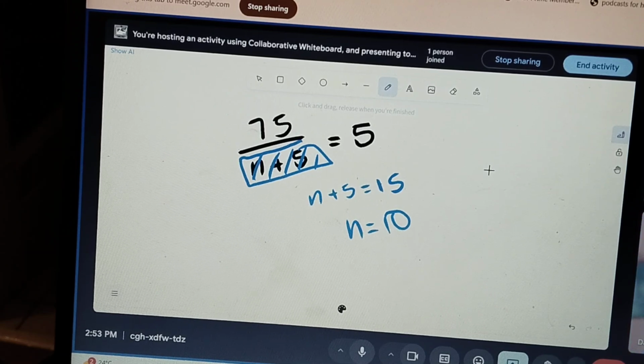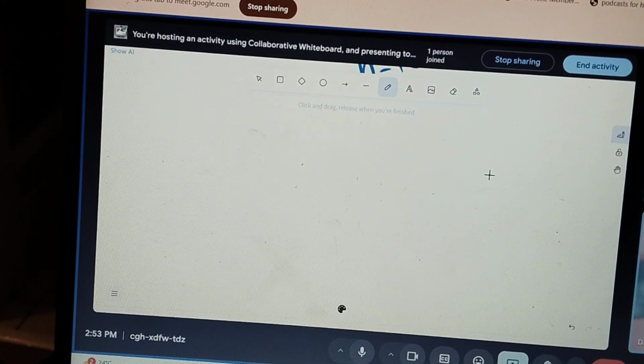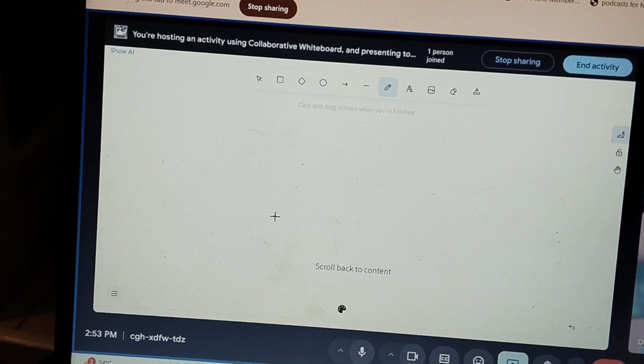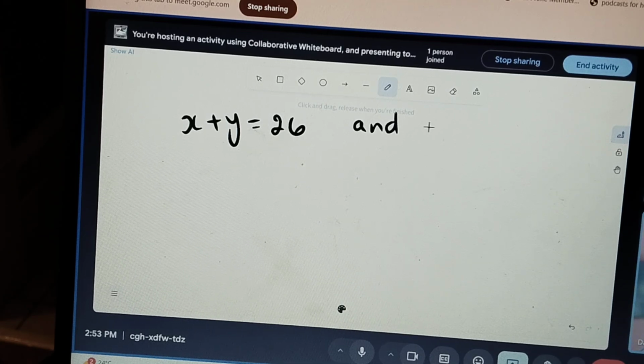Look at you, clever. What about simultaneous equations? Oh la la, what do we do with those? So let's say I gave you x plus y equals 26 and x minus y equals 12. I want to know what x is and I want to know what y is. How would you solve that?